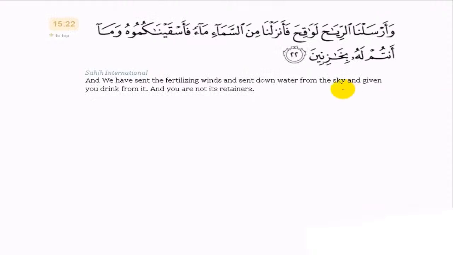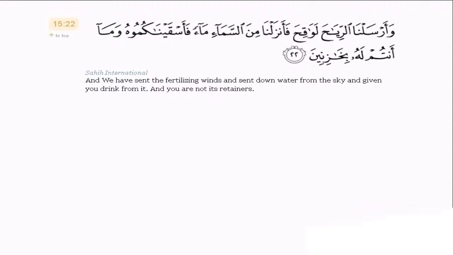Next ayah, it says, and we have sent the fertilizing winds and sent down water from the sky and given you drink from it. And then the last part, وَمَا أَنْتُمْ لَهُ بِخَازِنِينَ, and you are not its retainers. Now this khazinin is ism fa'il from the verb khazana, which means to guard, to store, to preserve. And we have, for example, the word khizana, which means a storeroom. So we get a number of meanings associated with the act of preserving and guarding. So what Allah subhanahu wa ta'ala is saying is that you are not the preservers of this. You have no say in this. It's we that do this.